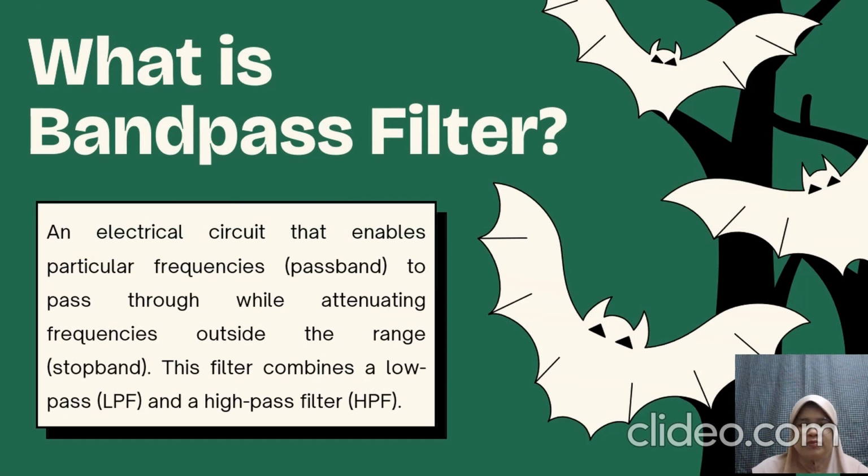I would like to present about what is a bandpass filter. So a bandpass filter is an electrical circuit that enables a certain frequency pass band to pass through while attenuating frequencies outside the range, the stop band. The filter combines a low pass filter and a high pass filter.